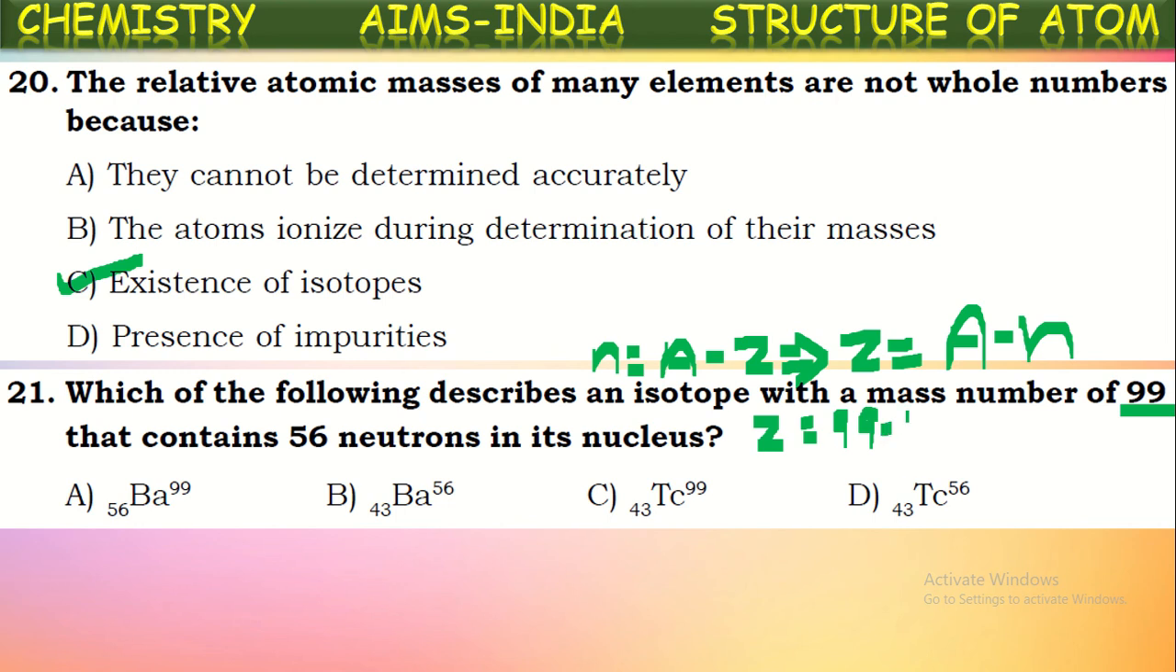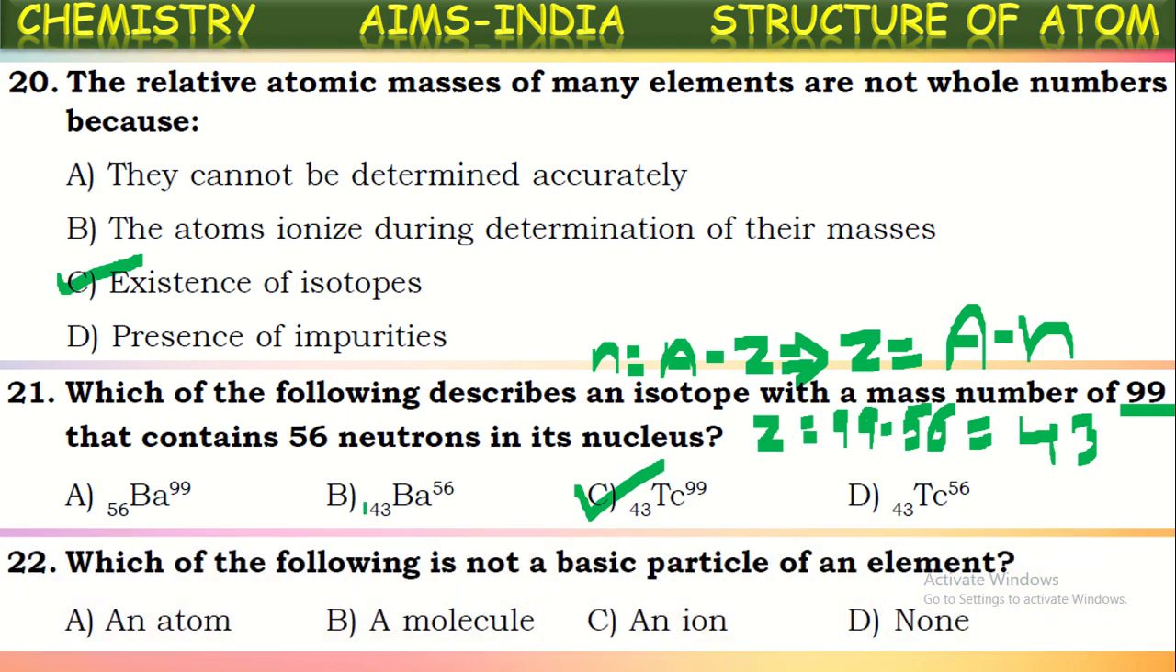And the number of neutrons is given as 56. So we get the number of protons, or atomic number, as 43. So atomic number is 43 and mass number is 99, where it is mentioned here. Atomic number 43 and mass number 99: Technetium. Okay, this is the element with those descriptions given.